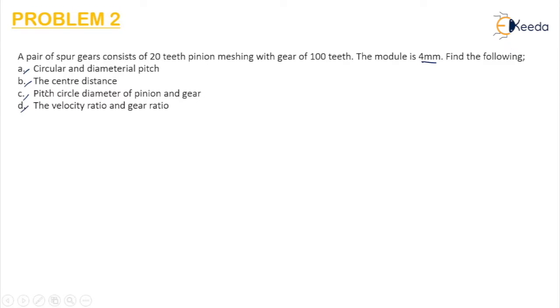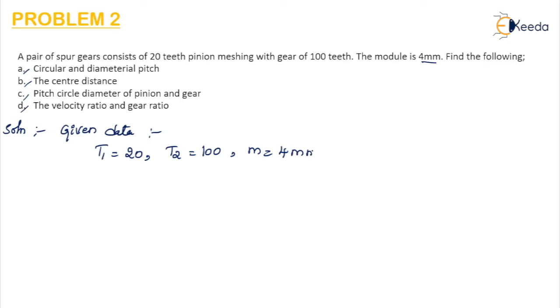So first of all, for the solution, the given data. So what is the data which is given here? T1, that is the number of teeth on the pinion, is 20. T2, the number of teeth on the gear, is 100. Then the module is 4 mm. Now first one, that is the circular pitch.